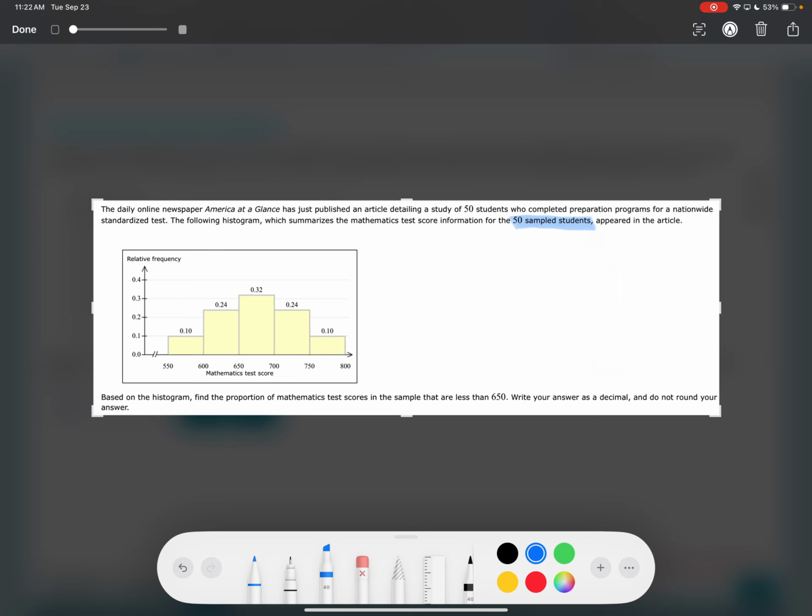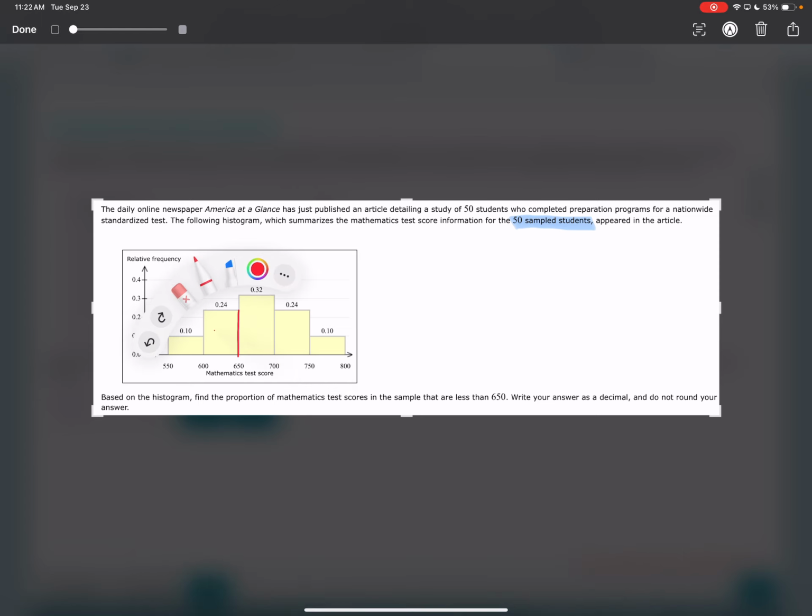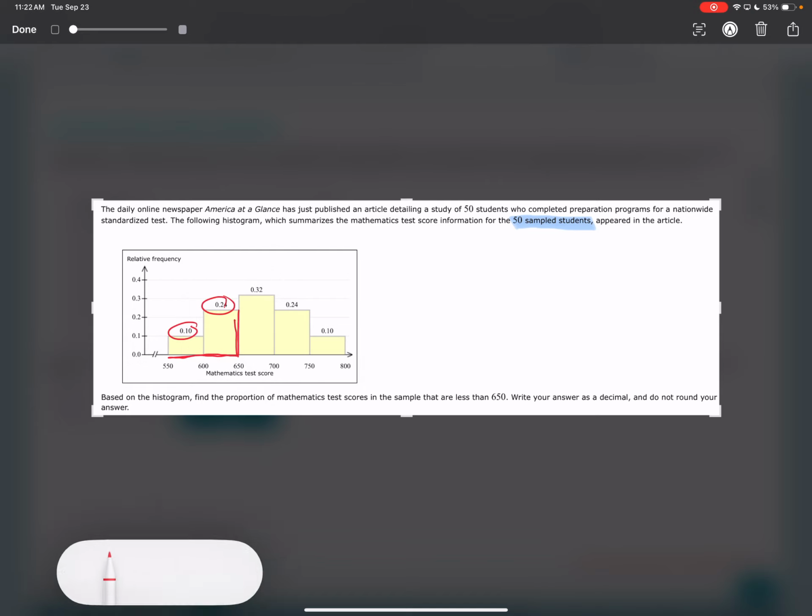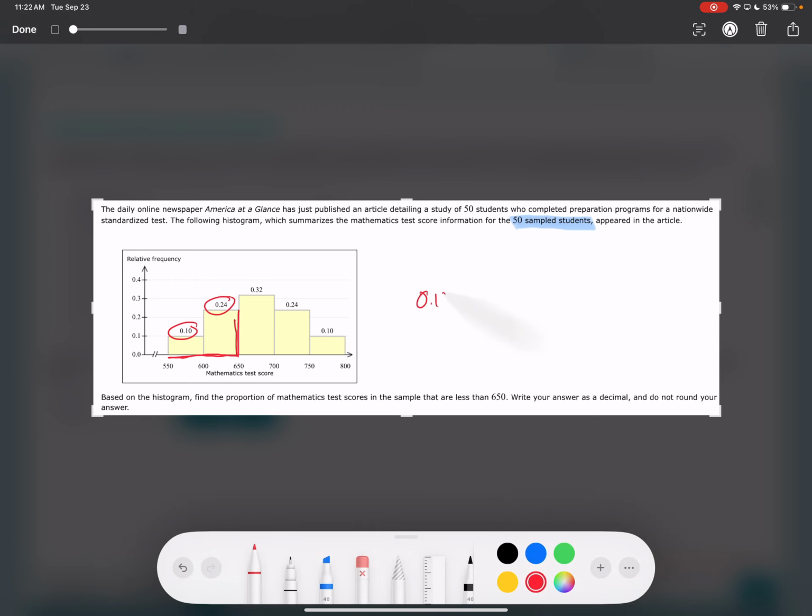It says, based on the histogram, find the proportion of math test scores in the sample that are less than 650. Here's where this gets a little tricky. Less than 650, you have to make sure you read these right. A histogram is basically a bar graph that touches. 649 to 650 is on this one, but then 651 is right on this one, so it goes to the next one. So 650 or less would be anything here to the left. I'm going to add up those two numbers, so it's 10% plus 24%. My answer would be 34. The proportion would be 34.